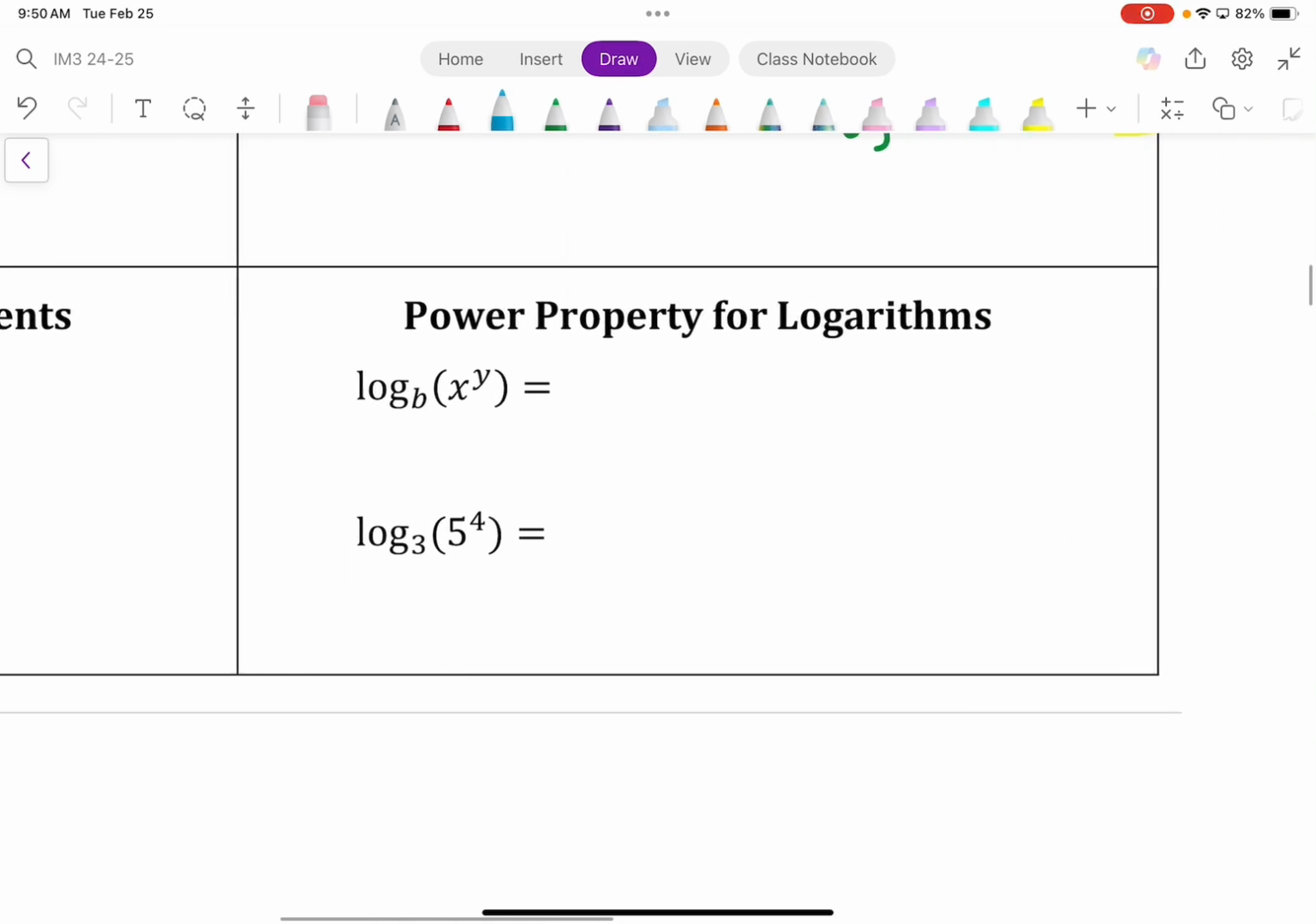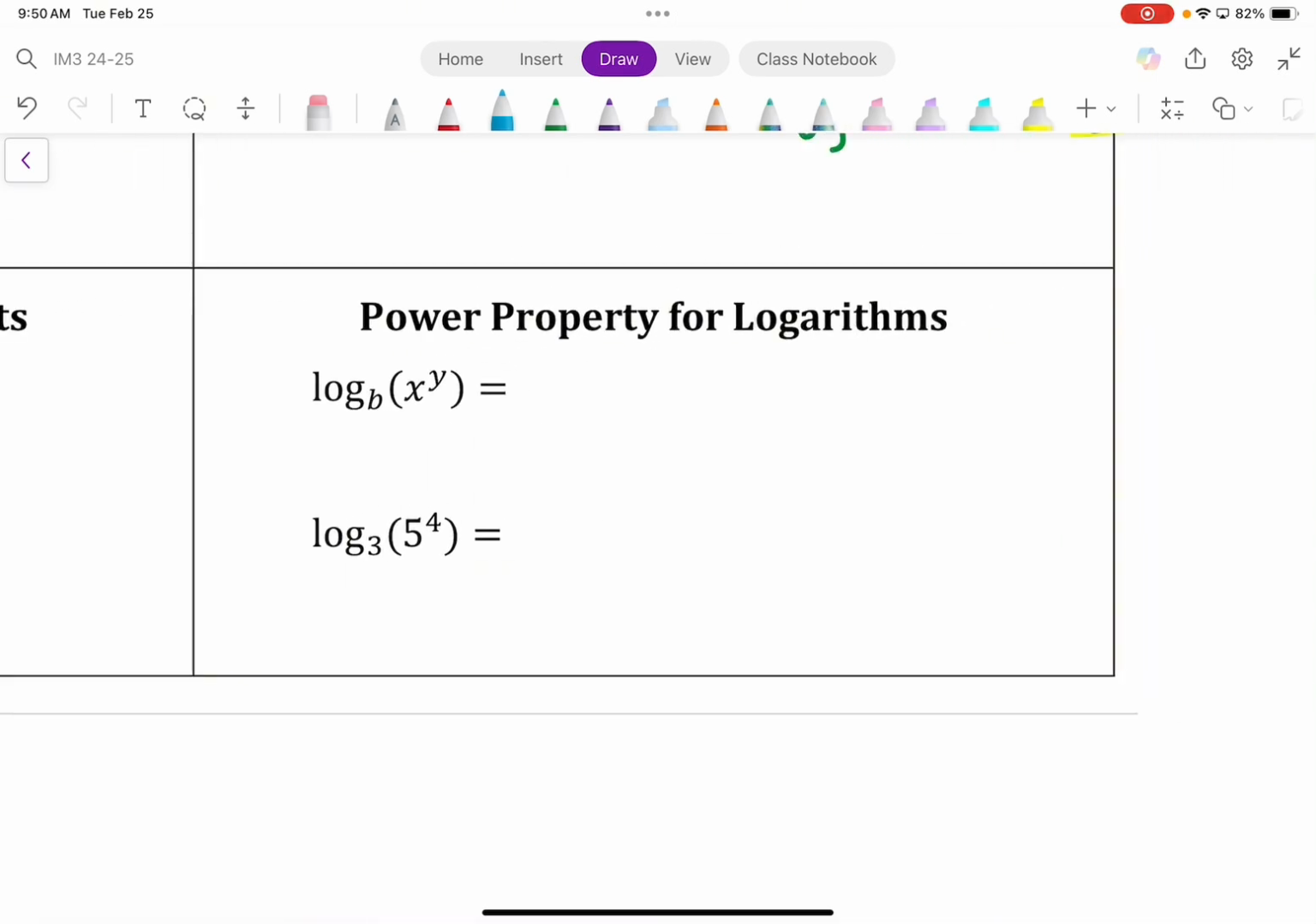All right, now how does it work for logarithms? It's different, I'll tell you that much. It's not really a direct translation, but this is what happens. With a logarithm, you're actually going to take that exponent that's inside of the input and you're going to bring it out to the front. So log base b of x to the y becomes y times log base b of x.